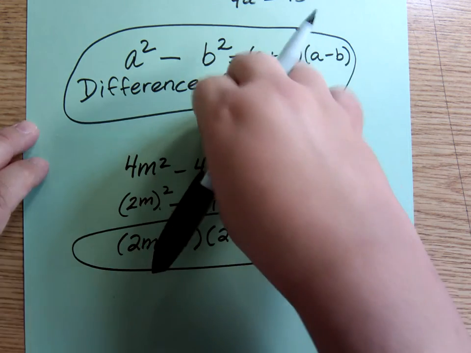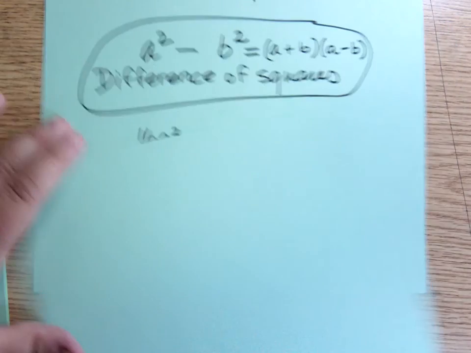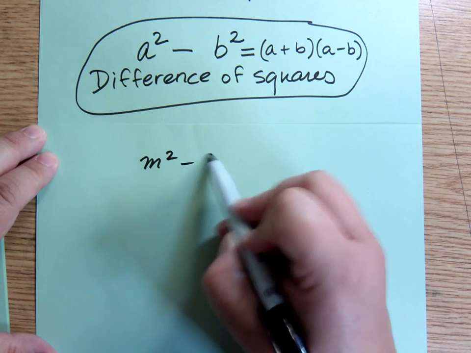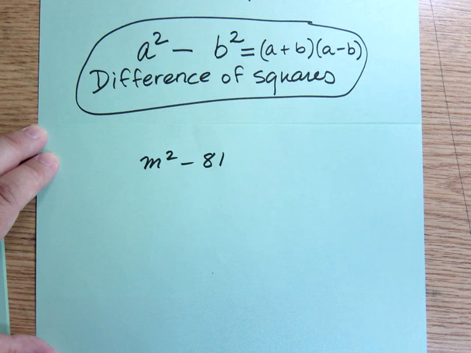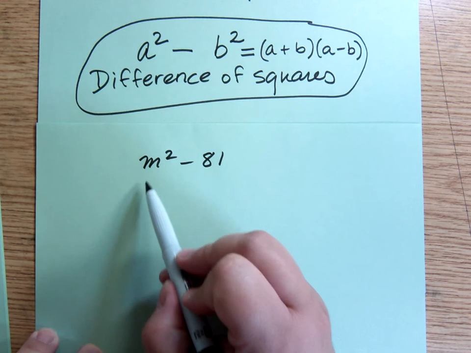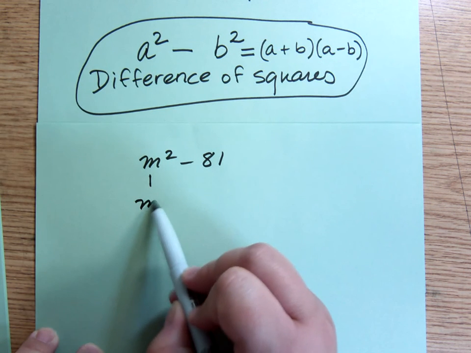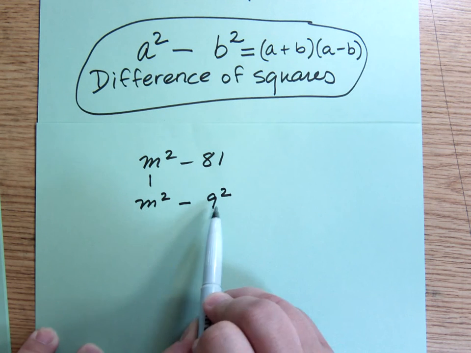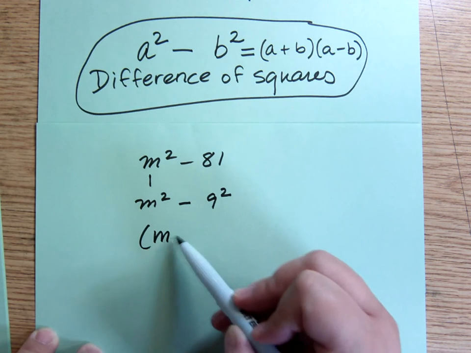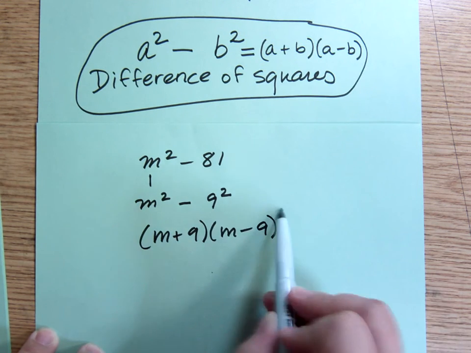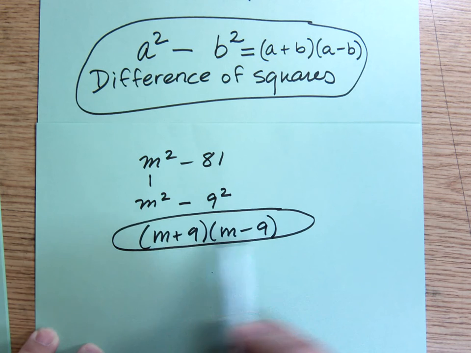Another example. Let's look at m squared minus 81. Notice it'll always be a minus because it's a difference of squares. If it's not a minus, it's not going to fit this because it can't be a difference. So this is m squared, and this is 9 squared. So my a is m, my b is 9. It's going to be m plus 9 times m minus 9. And again, you could write that in the reverse order, m minus 9 times m plus 9.